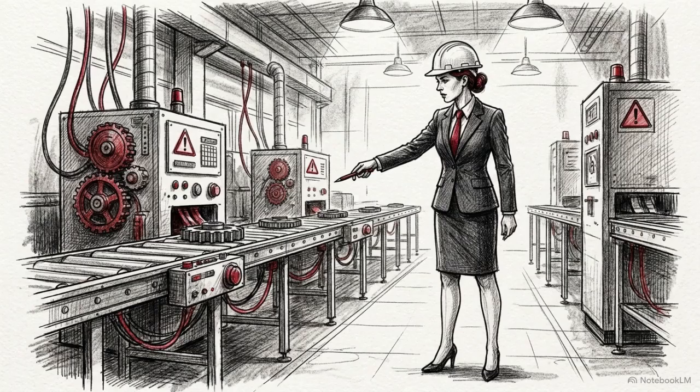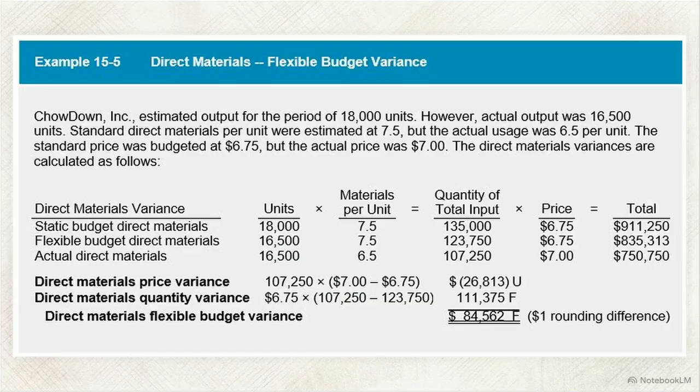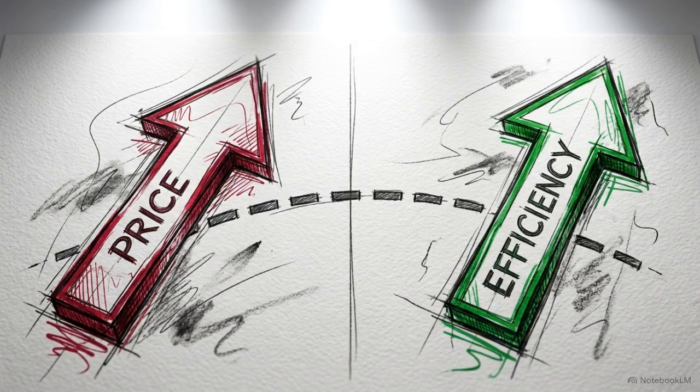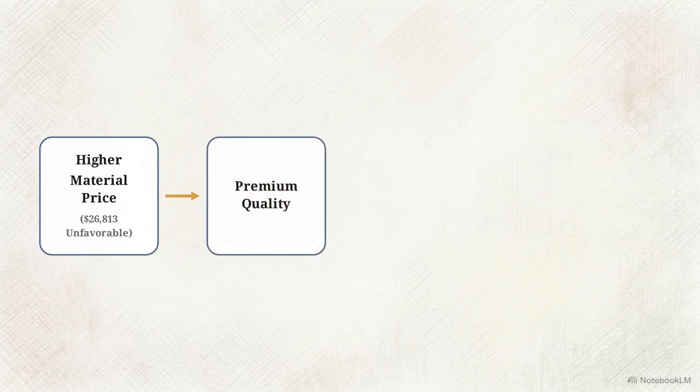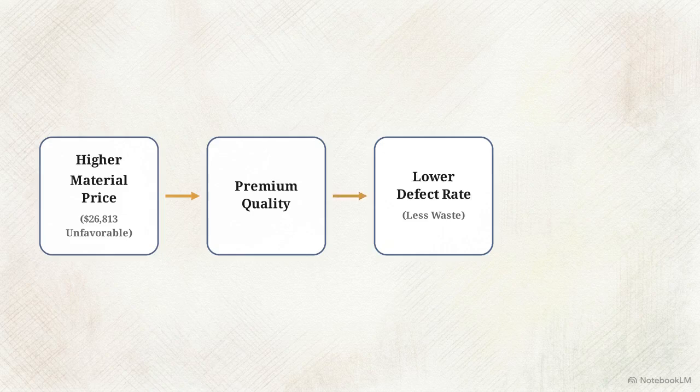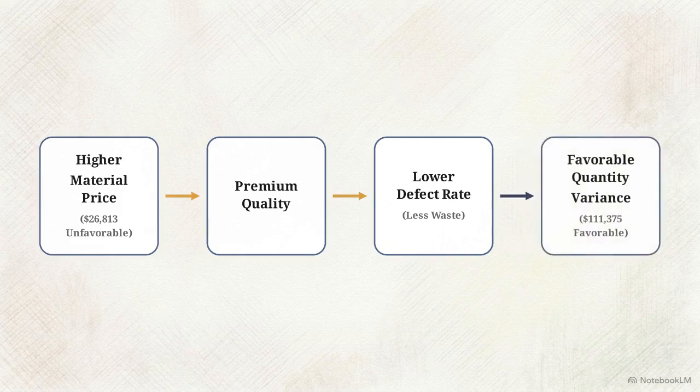Because standard models already forgive normal waste, any variance isolated during analysis represents a true operational anomaly that requires immediate managerial investigation. Returning to the total picture for Chowdown, we can now view these isolated vectors side by side with the total variance. Looking at these figures, we can propose that these two variances share a direct cause and effect relationship. The purchasing department paying a premium directly enabled the production department's efficiency. Higher-priced, superior materials yielded less waste, resulting in the massive favorable quantity variance.